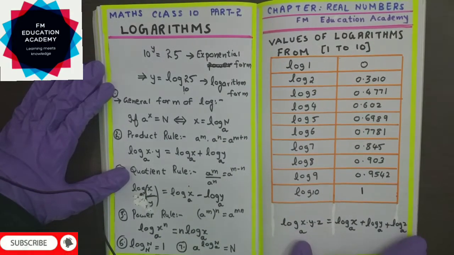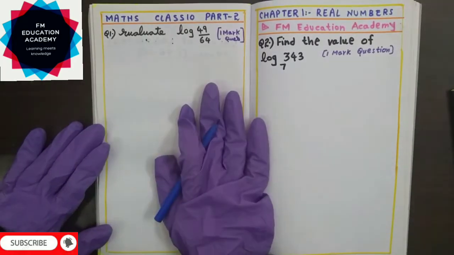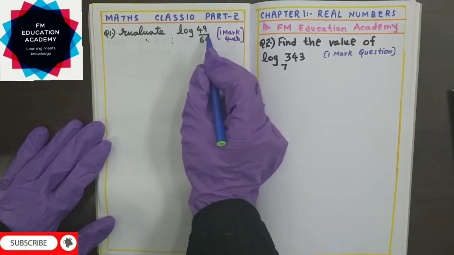Now let us move towards solving the questions. First, let us solve a 1 mark question. Evaluate log 49 by 64.